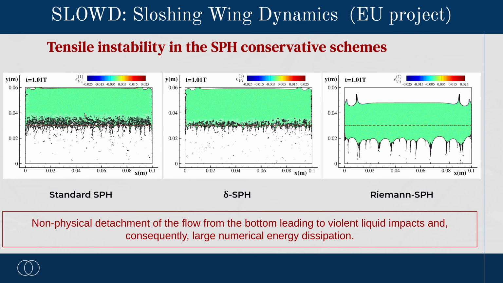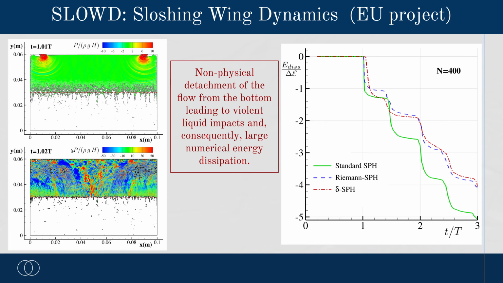If we use a conservative SPH scheme, tensile instability causes the flow to detach from the bottom of the tank during the first oscillation. This leads to a completely incorrect physical behavior. Indeed, after the flow detaches from the bottom, a violent impact of the liquid on the roof of the tank occurs, leading to an overestimation of the sloshing dissipation. As shown in the plot on the right, this dynamics is repeated in subsequent cycles, reproducing an unphysical step-like behavior in the prediction of the sloshing dissipation.